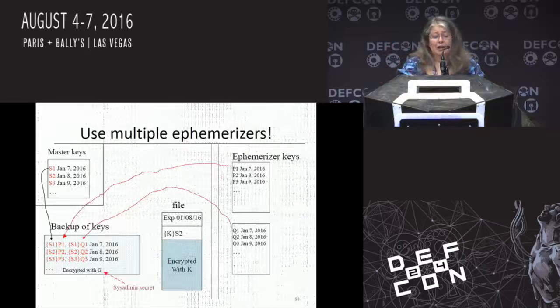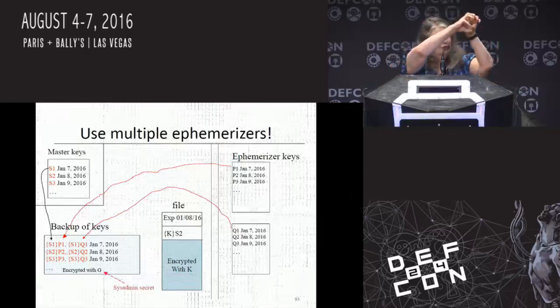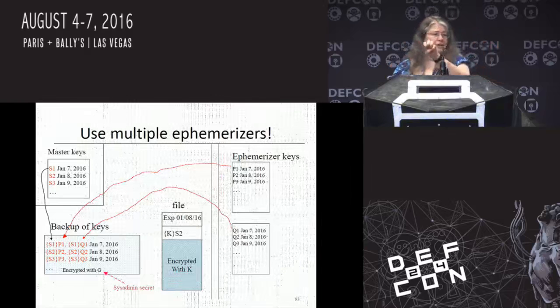So when you're making a backup of your master keys, instead of just encrypting S1 with the first ephemerizer's key of that date, you also encrypt it with the second ephemerizer's key. So if you use 20 ephemerizers, you take what was a trivial amount of storage and multiply it by 20, and you still have a trivial amount.